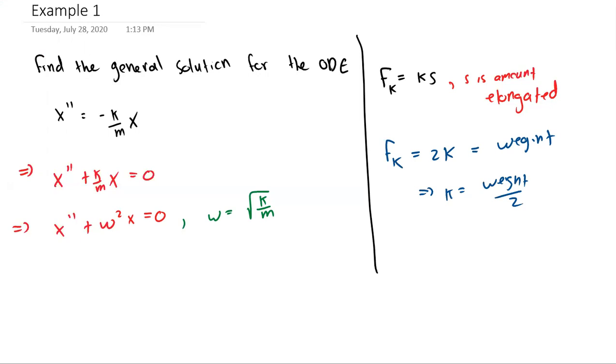And since weight is always positive, when we solve for k here, k is going to be positive because it's a ratio of two positive numbers. Now, s, or however much we elongate the spring, is always going to be positive because we're interested in the displacement. So it doesn't matter whether it was a positive or negative displacement. What matters is how much the spring was elongated or stretched. So this quantity s is also always going to be positive.